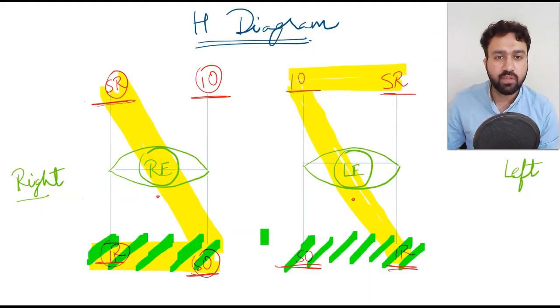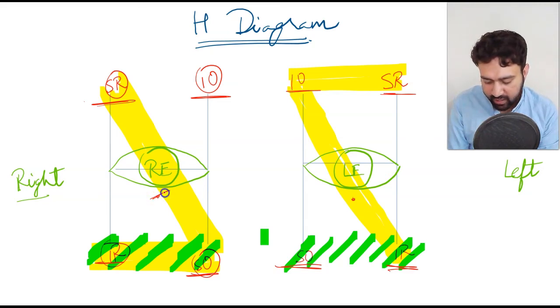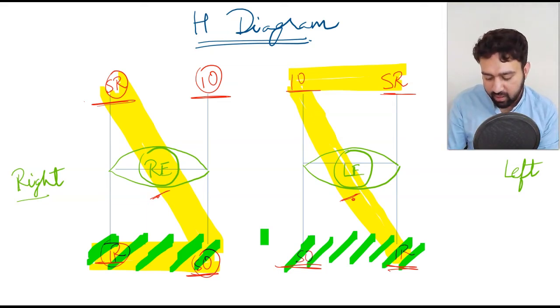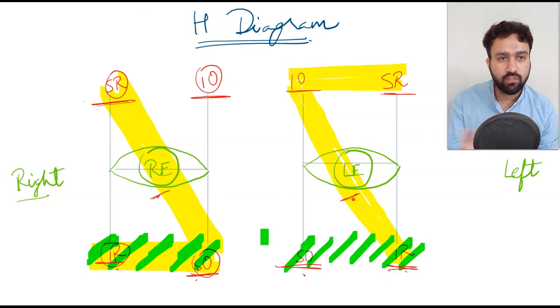So the first step is we make the edge diagram, correct? This is your right eye and your left eye, and the 8 positions of gaze in which the vertical muscles act, and I've labeled them correctly: superior rectus, inferior rectus, superior oblique, inferior oblique, inferior oblique, superior rectus, inferior rectus, superior oblique, right? So the first step is to get the edge diagram correct.